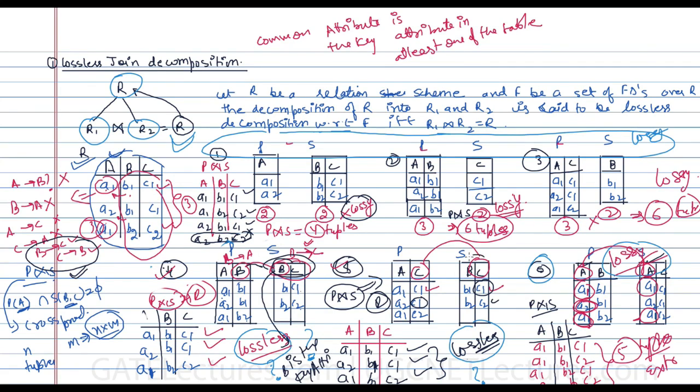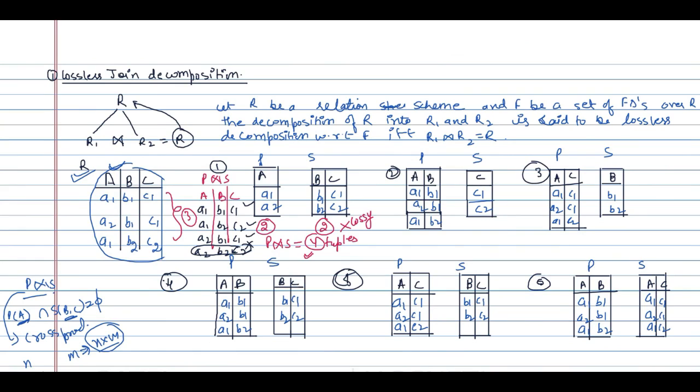In the same way, here you can say C is a common attribute. Here, C is the key attribute in this table. So if the common attribute is a key attribute in at least one of the tables, then the decomposition is called lossless. Otherwise, the decomposition is lossy. So this is the crux of this. Okay, so let me write it down in the next slide.